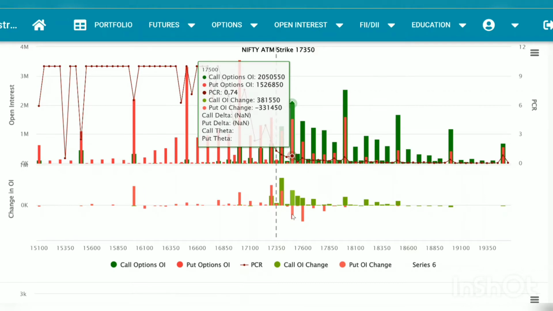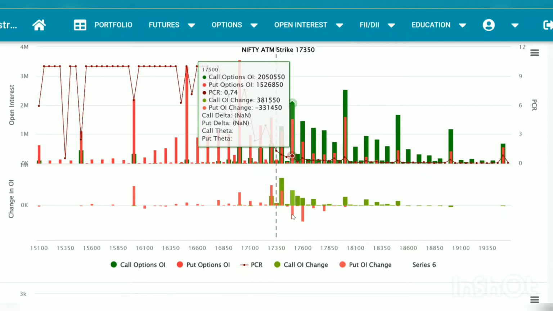So covered means what? If I am a trader and I have written a 17,500 put, put writing means I have shorted the put. Let's say the 17,500 put option on Friday morning, or before Thursday evening, was at 100, and I have sold it at 100.